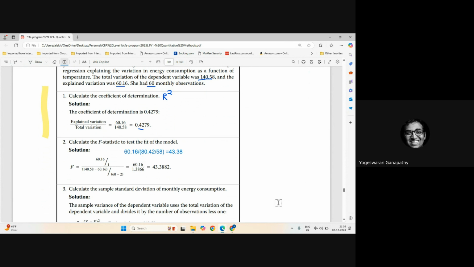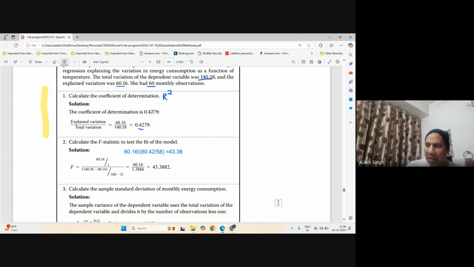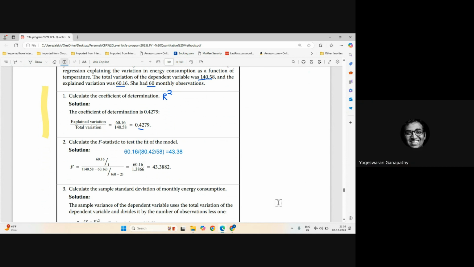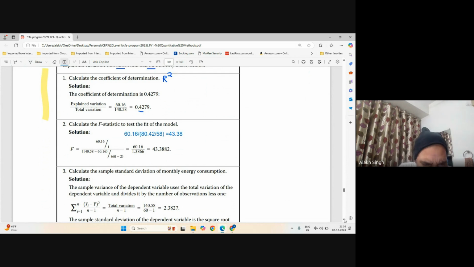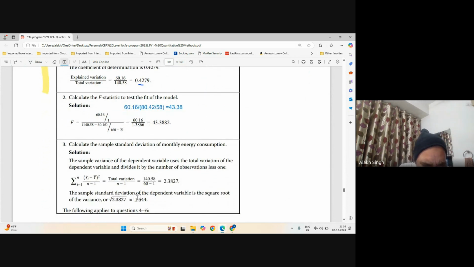Divided by n minus 2, because n minus k is the degrees of freedom and k is only 1. Here we should take 60 minus 1 because we are calculating the total standard deviation. So 140.58 divided by 59, square root, is 1.544. This is the answer, 1.544. 2.86 is the variance. Is it clear?